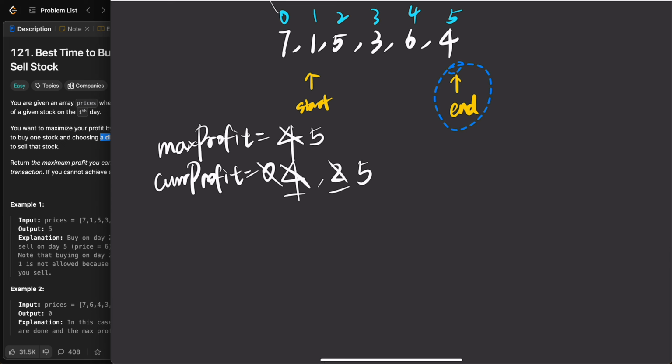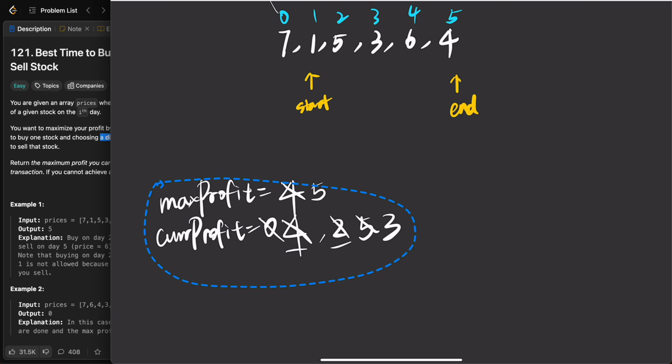And at the end, the current profit is 3 and it's not larger than 5, so we don't need to update the maximum profit. And we can do the rest, starting from the third day and fourth day and fifth day till the end. And this is our whole process using the brute force.